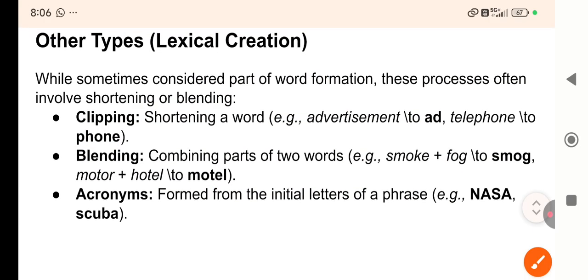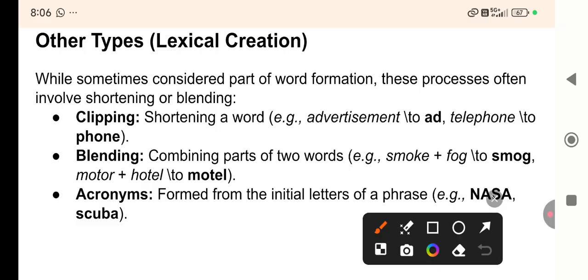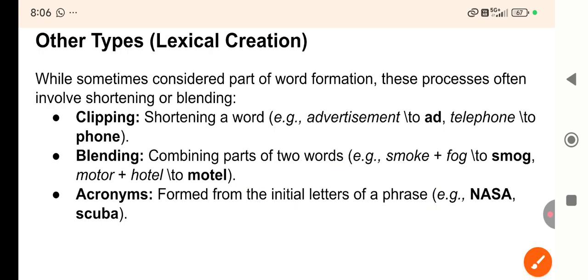Now, an acronym is formed from the initial letters of a phrase. NASA, right? And then scuba. So that's the initial letters of a phrase. These types of word formation are also there, so that is something to do with morphology.